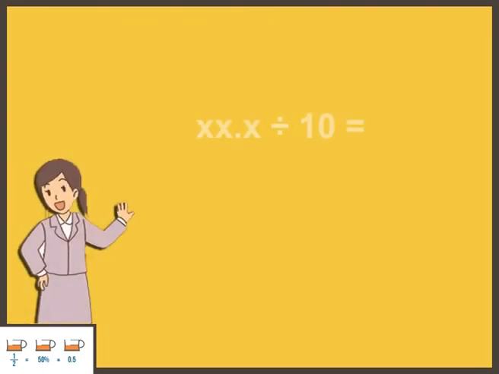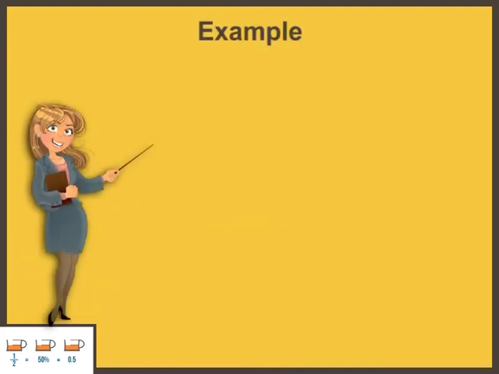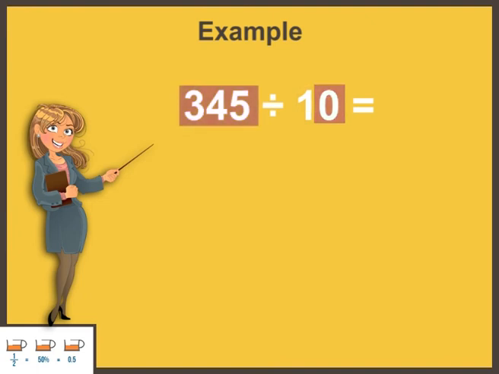Let's move further. To divide a decimal number by multiple of 10, we will shift the decimal point towards the left depending upon the zeros in the multiples of 10. For example, if we need to divide 345 by 10, we will shift the decimal point 1 place towards left as 10 has 1 zero. Therefore, 345 divided by 10 becomes 34.5.